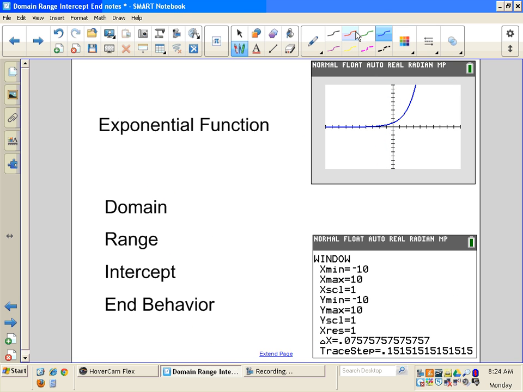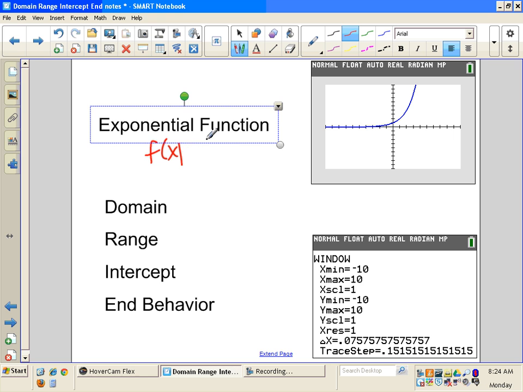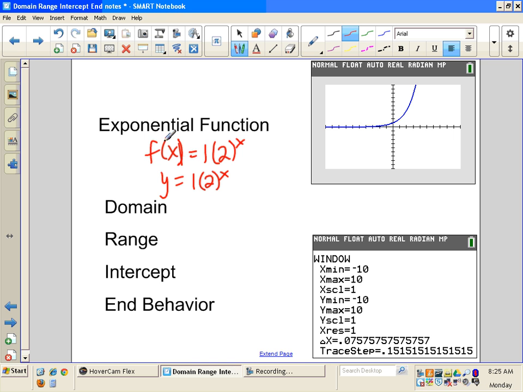If we look at an exponential function, it looks a little bit different. This looks to be the exponential function f of x equals, I think it was crossing at 1, so 1 times 2 to the x power, or we can say y equals 1 times 2 to the x power. So we can use f of x or y equals.